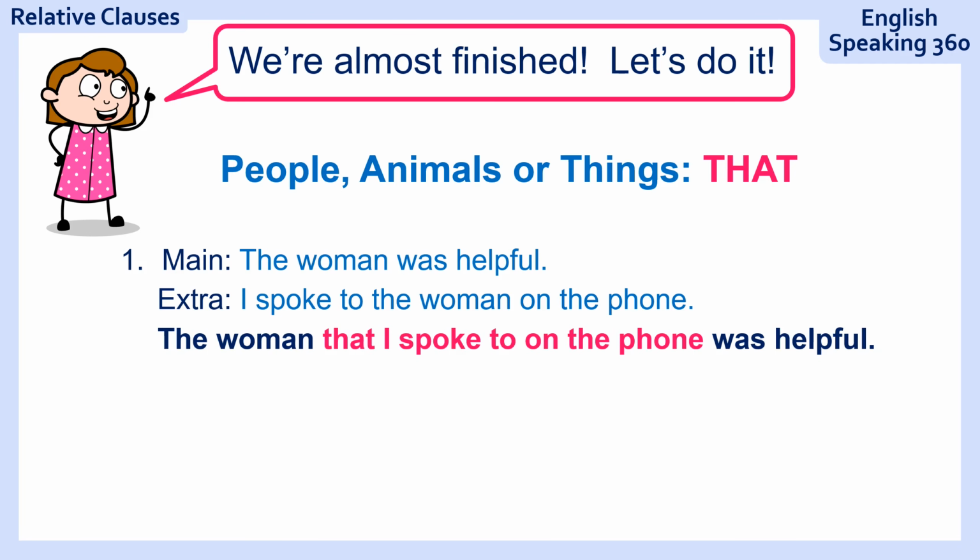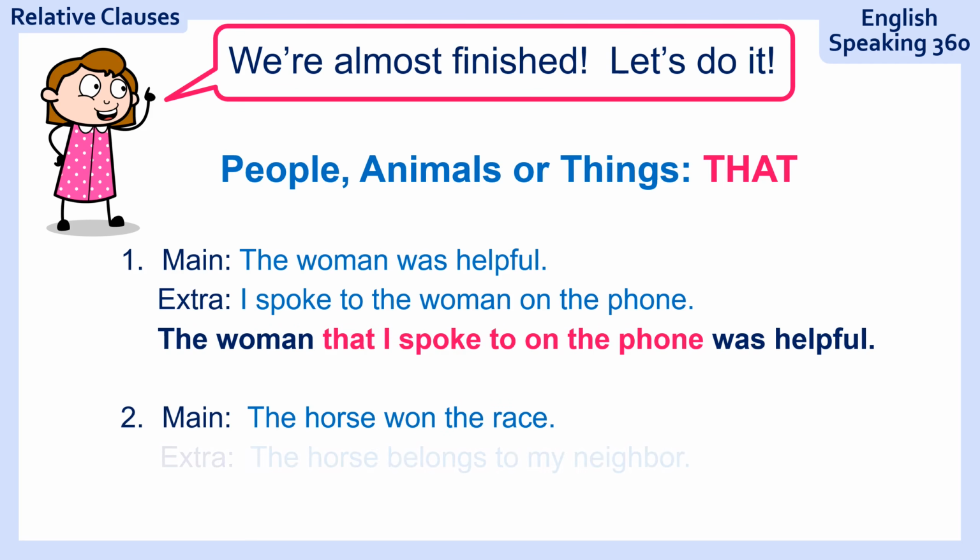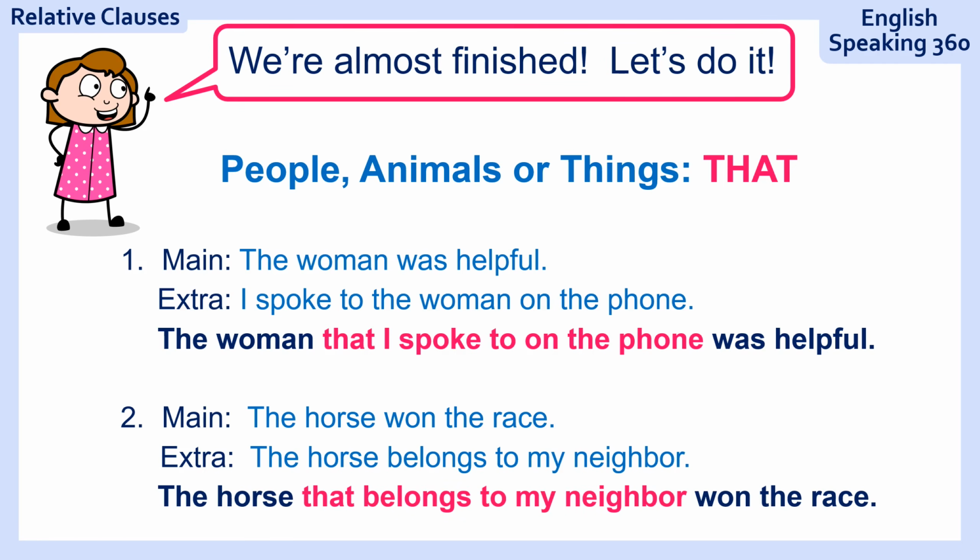Very nice sentence. Number 2, the horse won the race. The horse belongs to my neighbor. Okay, put them together and once they are merged, it gives: the horse that belongs to my neighbor won the race.